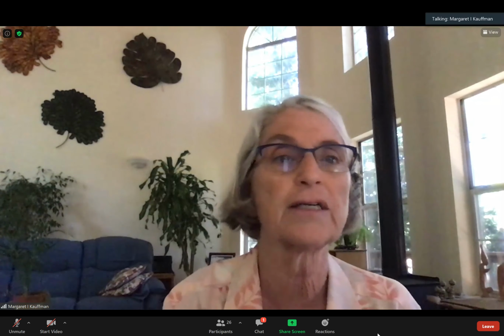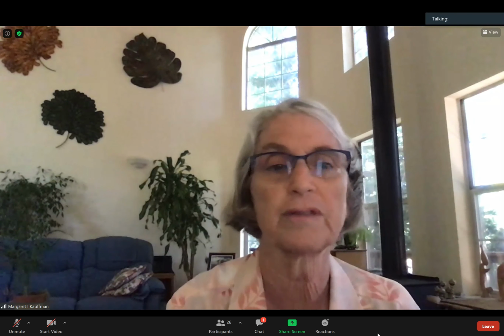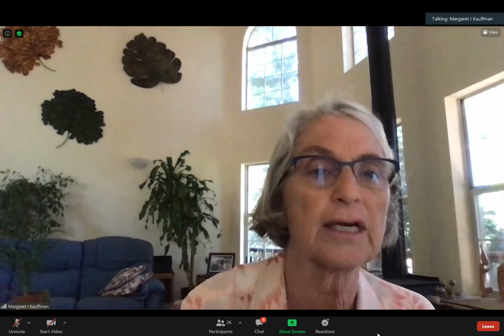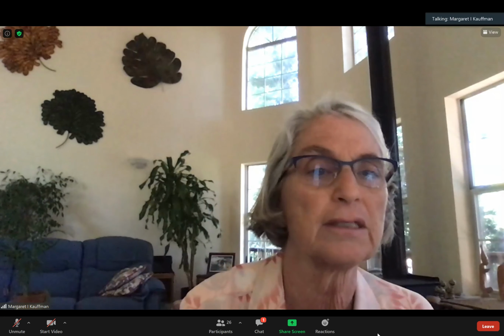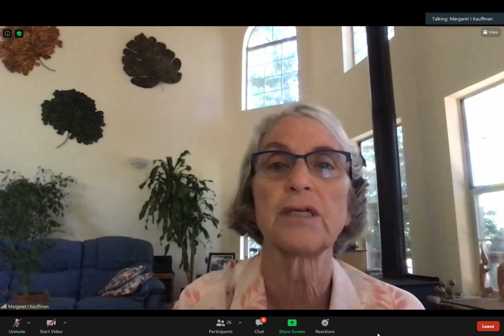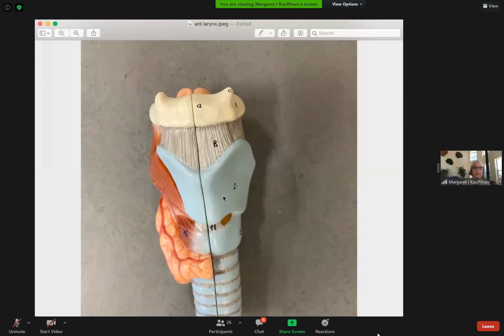I need to go back into the models, and once I do this, I guess I'll close that. And let's take a look at the larynx models. I have quite a few pictures of them. And let's rotate that one again. So this is the larynx. I'm going to share this one. Share the screen. This is the larynx model.